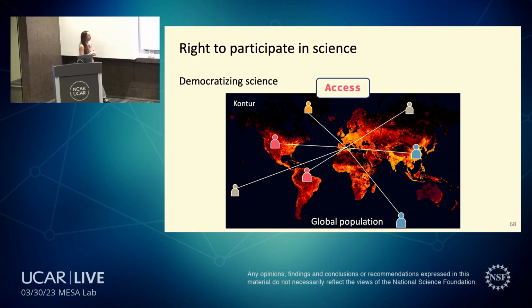On top of that, right to participate in science is about democratizing science. This means that no matter where you are in the world, no matter what kind of computer you have, it can be a $36 Raspberry Pi, you can access the data and science and the compute infrastructure that you need to do science. And this means that we can start to bring data into local places that have been previously underserved.